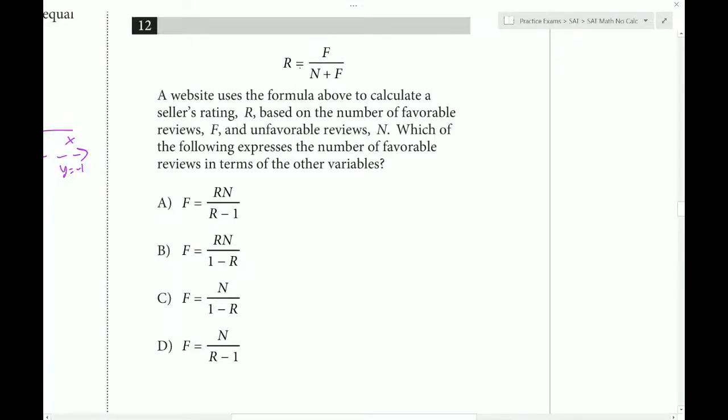Next question. We have R equals F over N plus F. The website uses the formula above to calculate a seller's rating R based on the number of favorable reviews F and unfavorable reviews N. Which of the following expresses the number of favorable reviews in terms of the other variables? So we want to basically represent F equals something. So we want to isolate F.